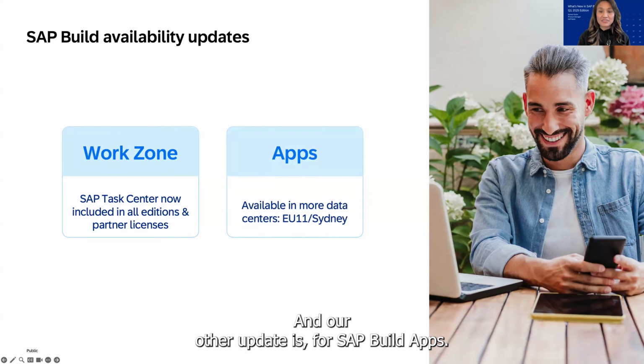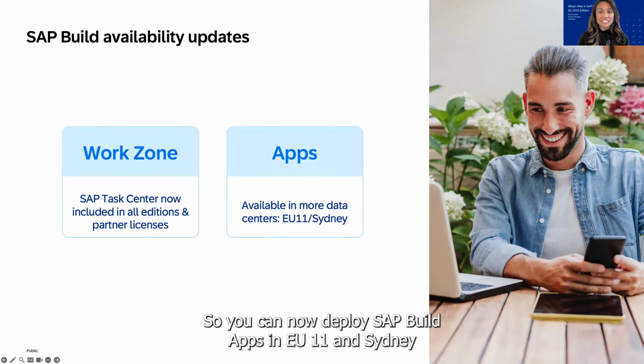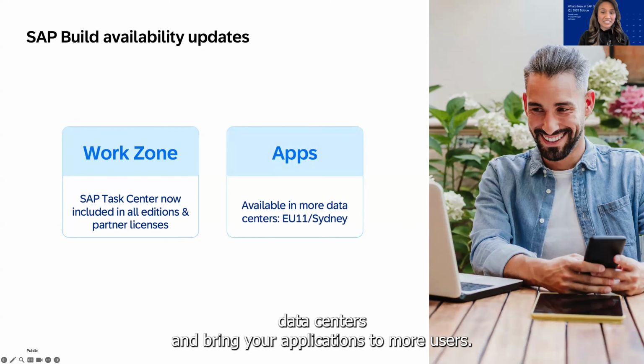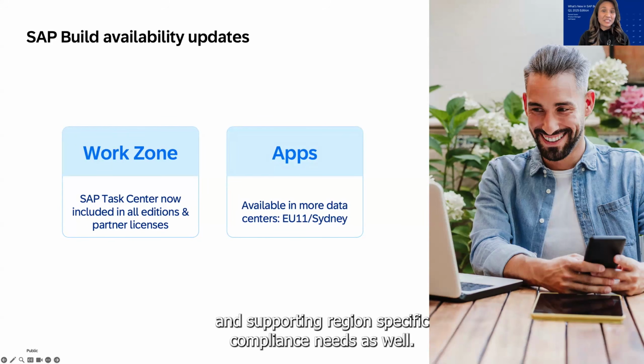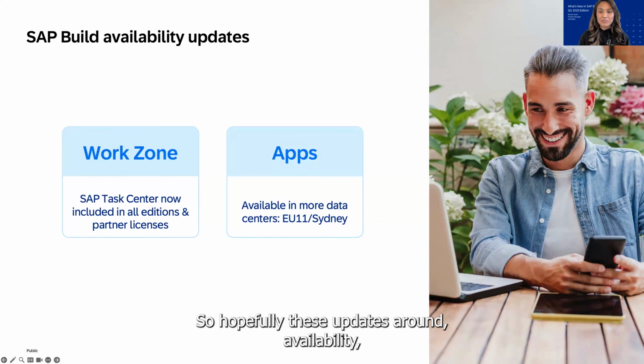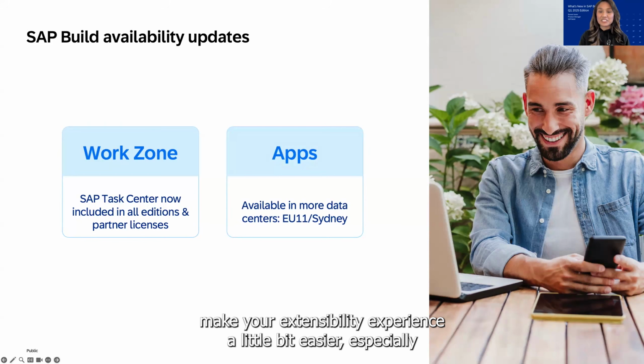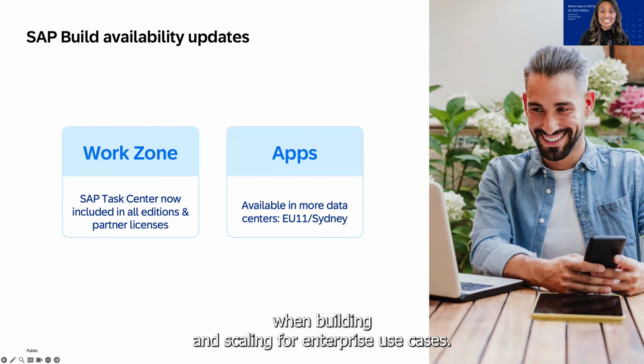And our other update is for SAP Build Apps. So you can now deploy SAP Build Apps in EU11 and Sydney data centers and bring your applications to more users. So the increased coverage is improving app responsiveness and supporting region-specific compliance needs as well. So hopefully these updates around availability make your extensibility experience a little bit easier, especially when building and scaling for enterprise use cases.